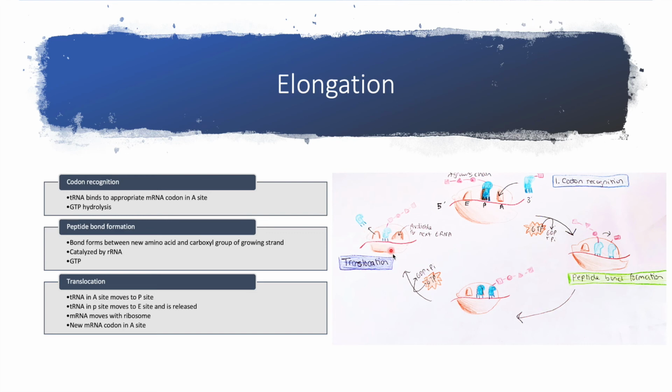As the ribosome translocates, the mRNA is moved as well. And now the next mRNA codon for the growing polypeptide chain is available in the A site. Notice that the polypeptide strand grows in the direction of 5' to 3', corresponding with the mRNA.